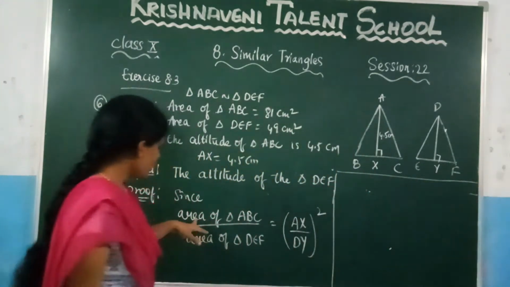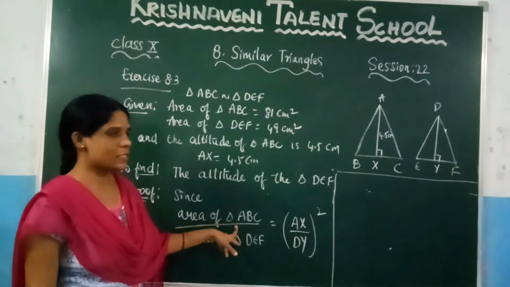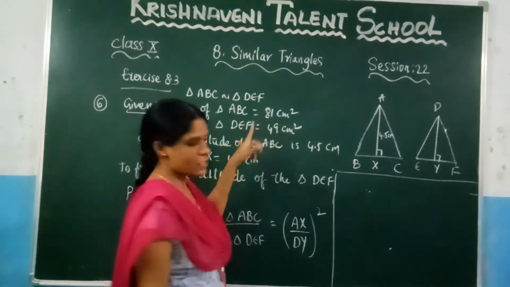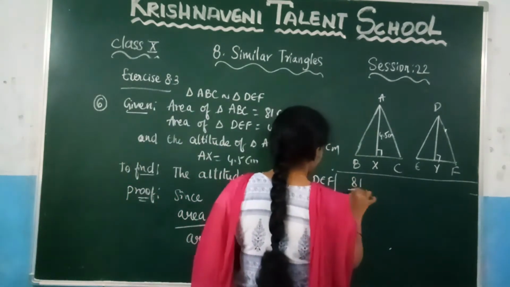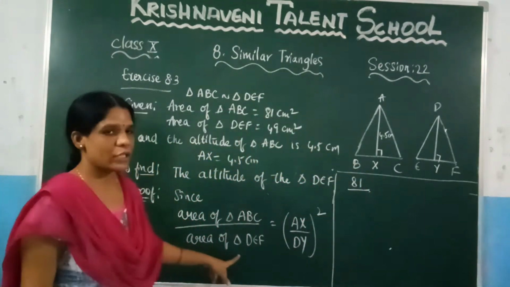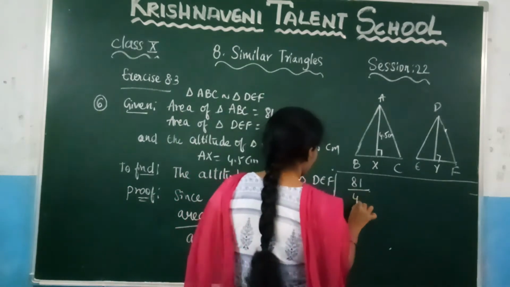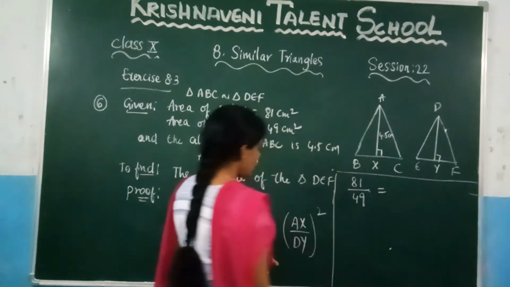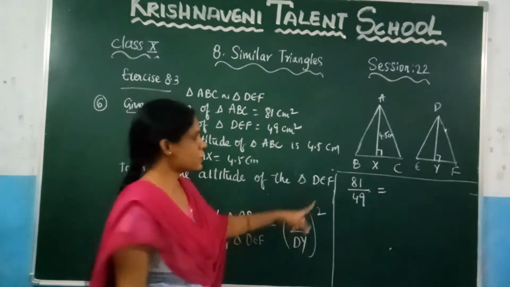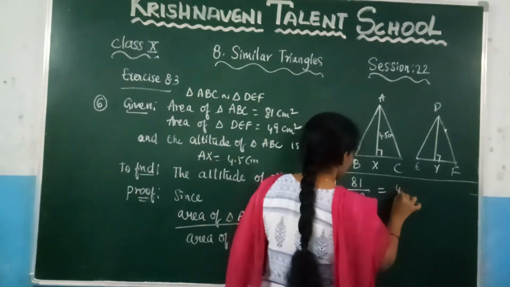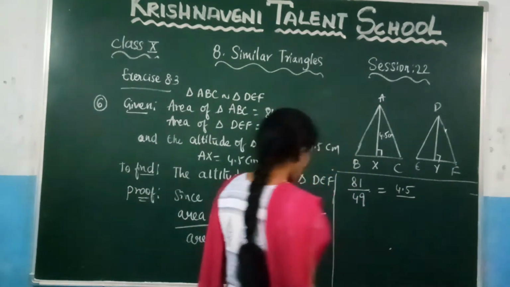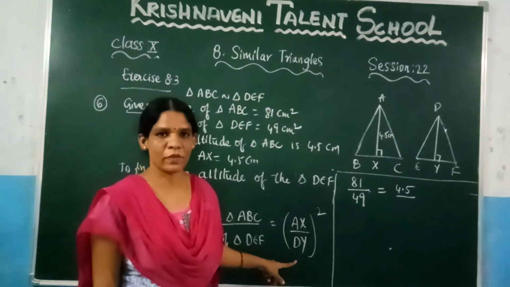Now you know the area of the triangle ABC, which is 81. So write it here 81. And the area of the triangle DEF is 49. So write it here 49, is equal to, now the length of AX is 4.5, and the length of DY is what we need to find.